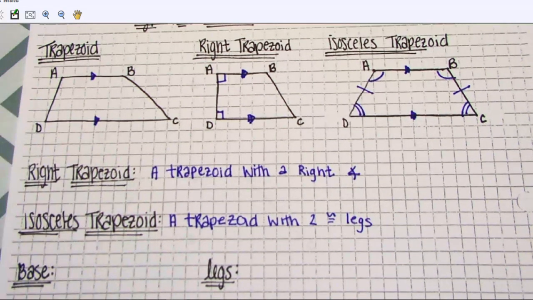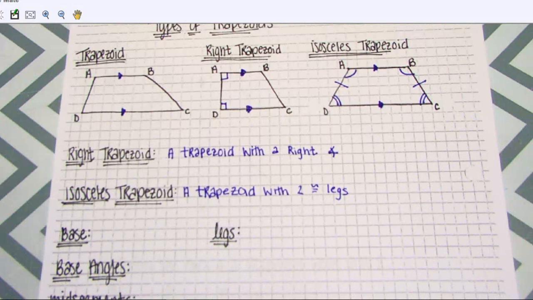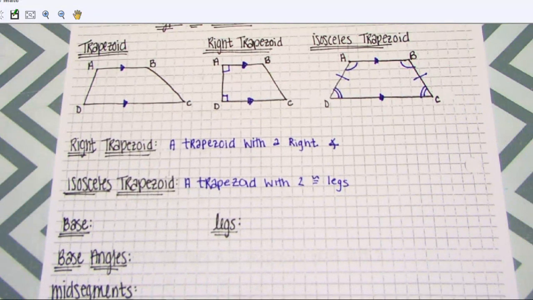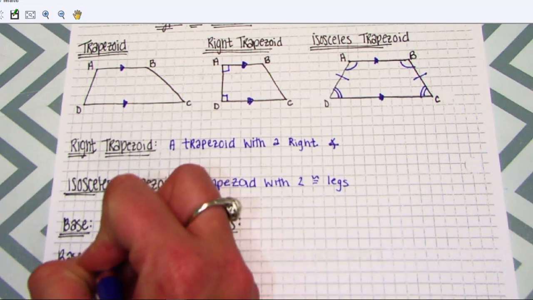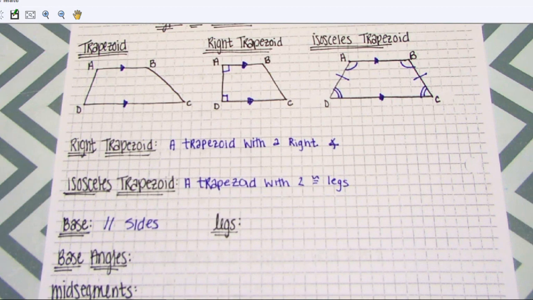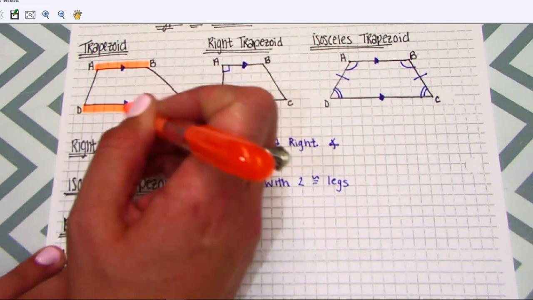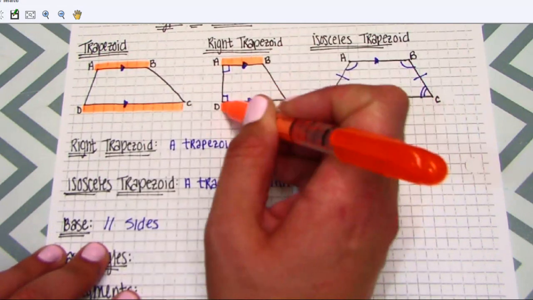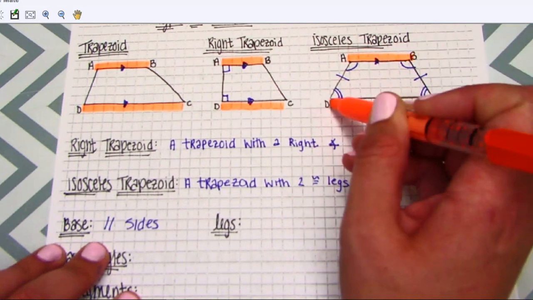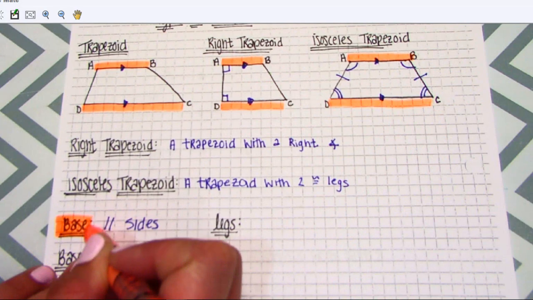So to kind of go over some basic vocabulary, I'll zoom out just a little. The base, those are the parallel sides. So the base of a trapezoid, those are the parallel sides. There are 2 bases. There's a top and a bottom because they both have to be parallel with each other. So unlike an isosceles triangle where there's only 1 base, in a trapezoid there are 2 bases. And those are the sides that are parallel to one another.